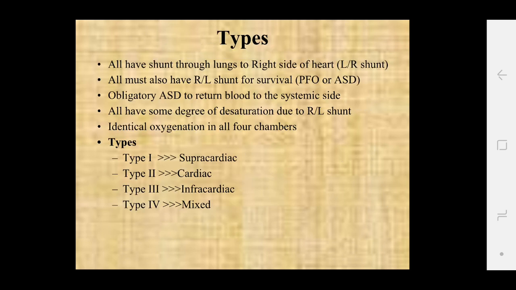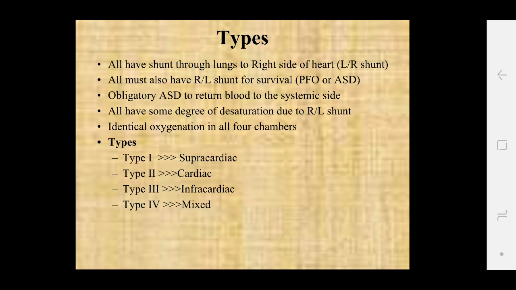The types of total anomalous pulmonary venous connection. I will say the types and then I will describe the hemodynamics. We have 4 types of total anomalous pulmonary venous return. Type 1 is the supracardiac type. Type 2 is the cardiac type. Type 3 is the infracardiac type. Type 4 is the mixed type.